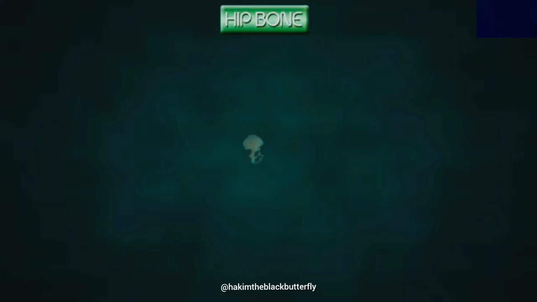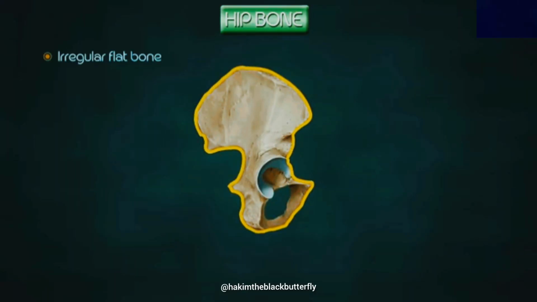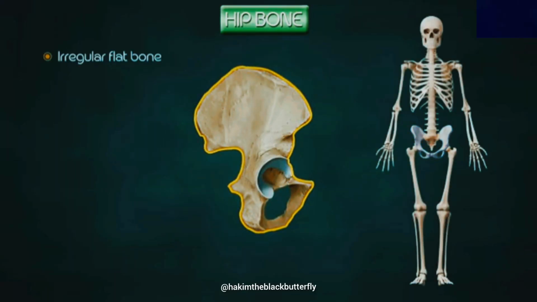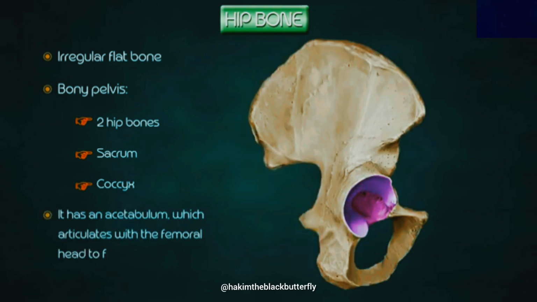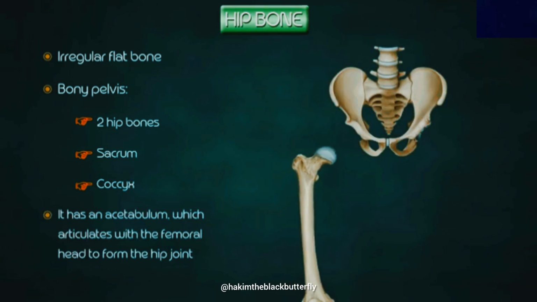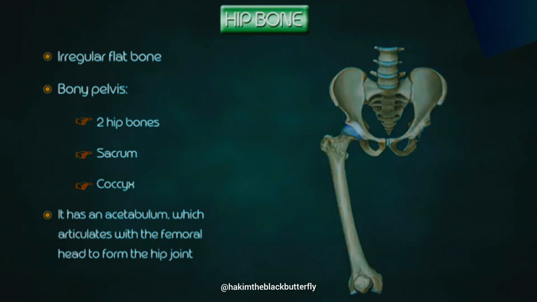Hip bone. The hip bone is a large, irregular, flat bone which is situated in the pelvic region. Two hip bones, along with the sacrum and coccyx, form the bony pelvis. It presents a cavity in its lateral side known as the acetabulum, which articulates with the head of the femur to form the hip joint.